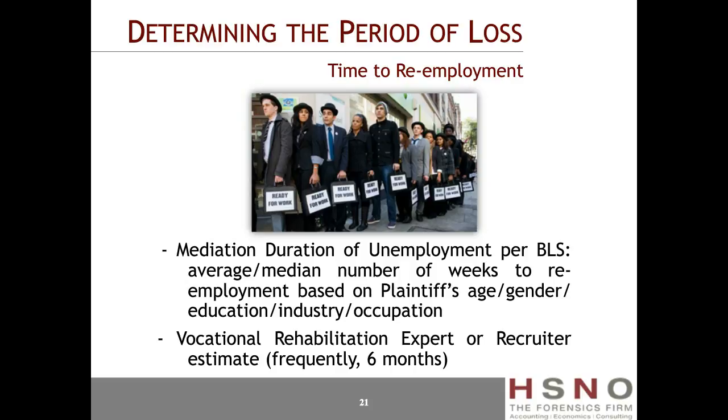Generally, when a vocational expert is used, they almost always say 6 months, no matter what the situation. So if you're trying to counter an expert that has just kind of put out a boilerplate statistic like that, this is another use for this kind of data because it's a little bit more precise than just a rule of thumb.